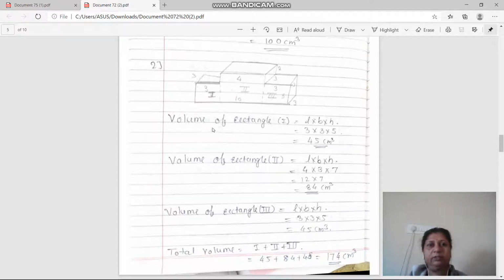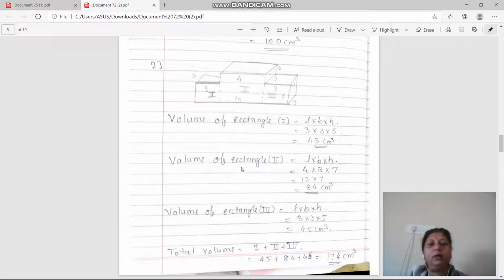So see here, its length is 3, breadth is 3, and height is 5. So how did we calculate the height? See here, this is 5, and this is 2. So this is 5, and the length and breadth are 3 and 3. So 5 into 3 into 3, that is 45.